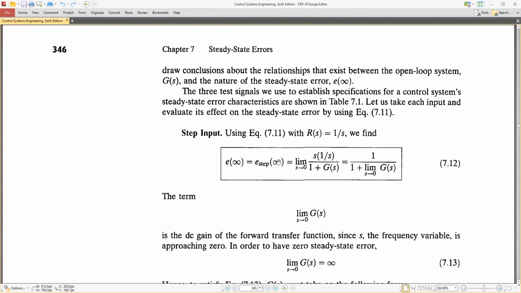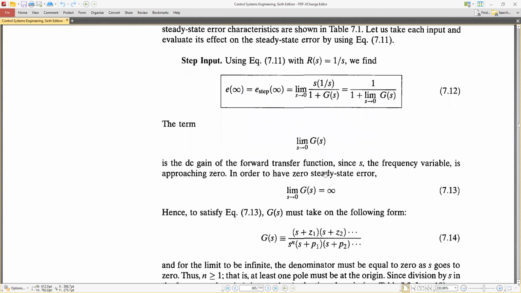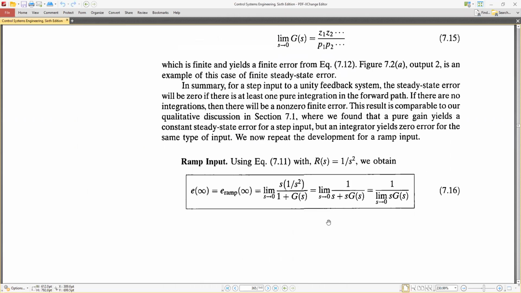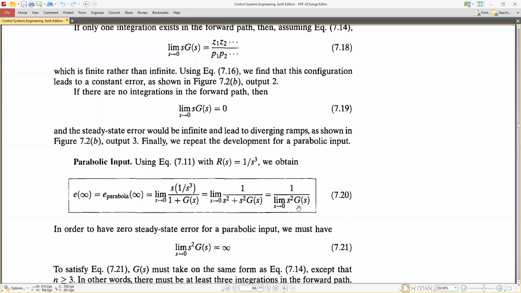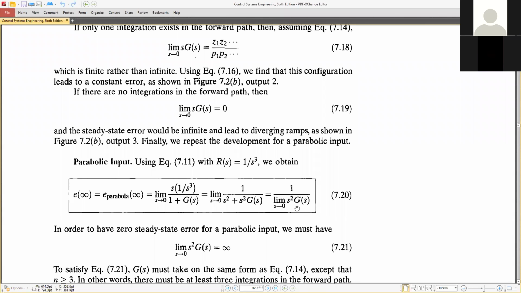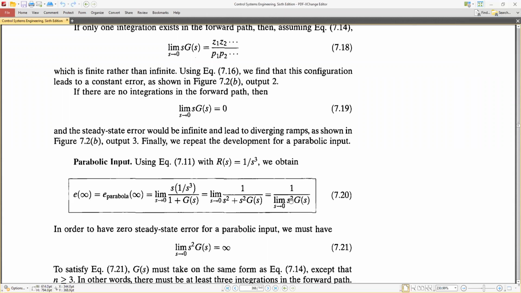If you have the step input, it would look like this. If you have the ramp function, it would look like this. The final equation would be 1 by limit s tends to 0 of sG(s). And if you have the parabolic input, 1 by limit s tends to 0 of s squared G(s). Okay, so these are the things.